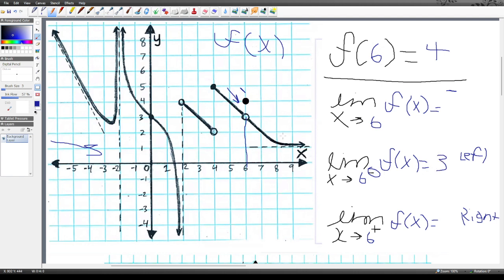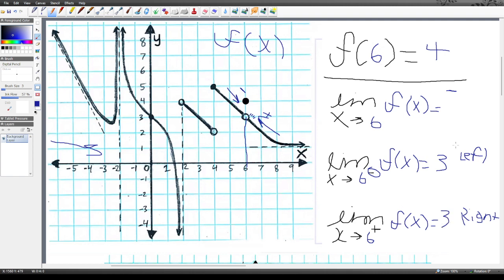But here we have this direction. As x approaches 6 from the positive side, with each increment it's increasing to get to 3. Well, not exactly 3, approximately 3. So your limit will be 3.